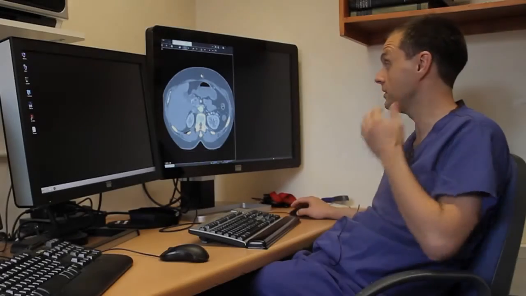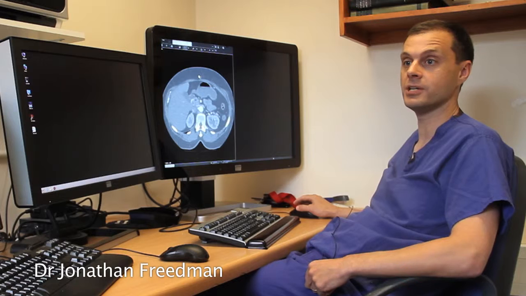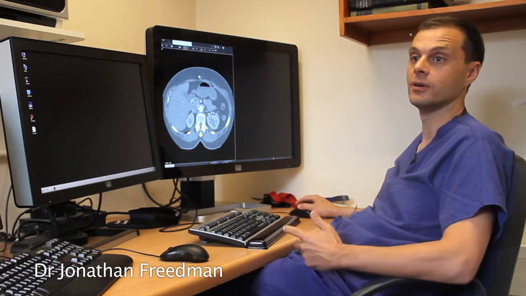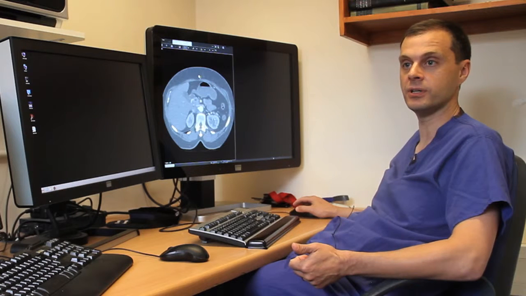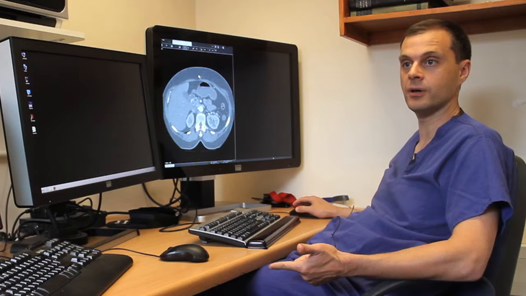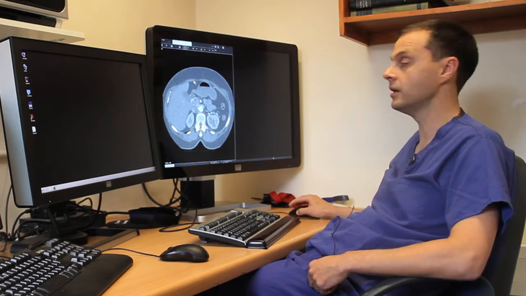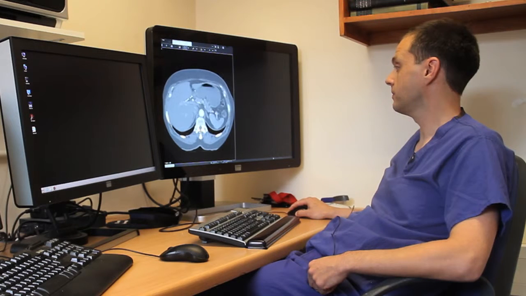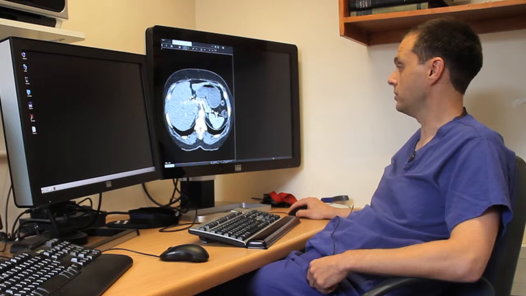So I use CT angiogram to prepare the patients for renal artery denervation. Before they have their CT angiogram, they've already had all their biochemistry done. So we've excluded Conn's and pheochromocytoma on biochemistry. But it's also useful to have a CT to look at the adrenals. So in this patient, the adrenals look normal.